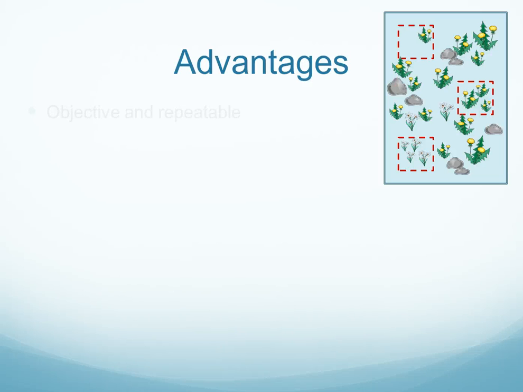What are the advantages of frequency? First, it's objective and repeatable. The decision is simply presence, and so there's not much room for bias or subjectivity on deciding whether or not an individual is included in the plot. This also makes frequency very repeatable between observers.